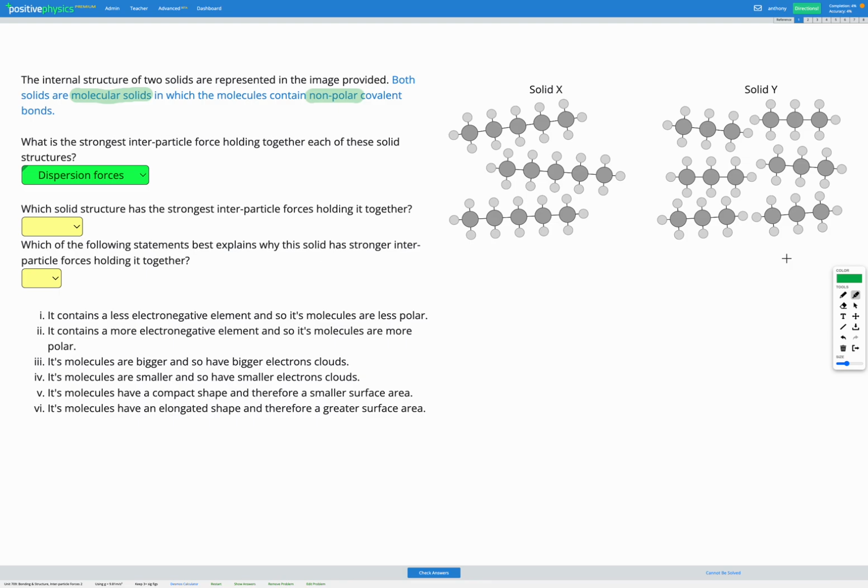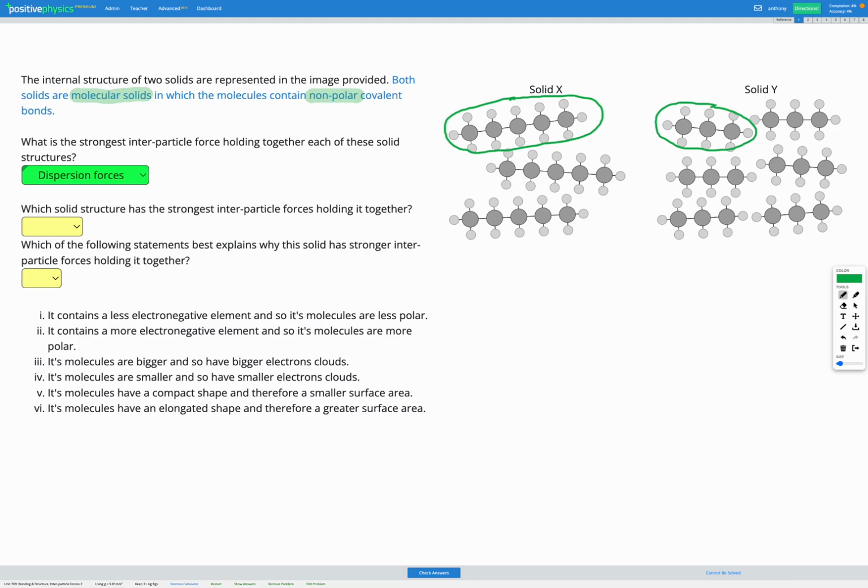But if you look at solid X, you'll notice that the molecules are bigger. They're 5 long versus just 3 long in terms of that central atom. So they have different sizes of molecules.